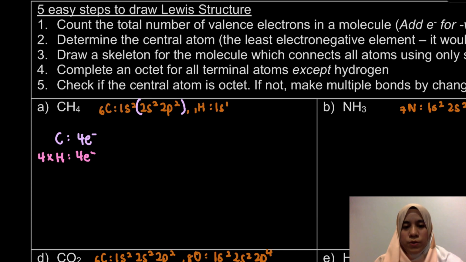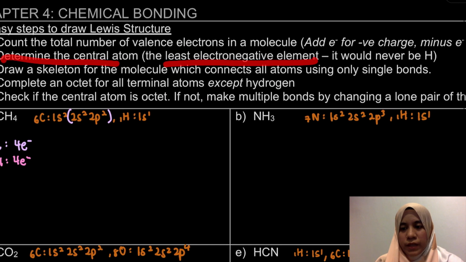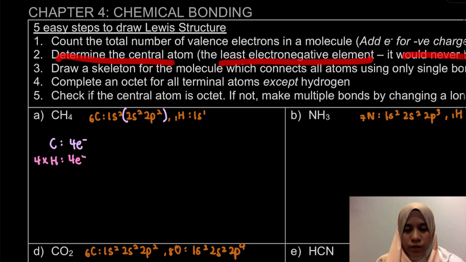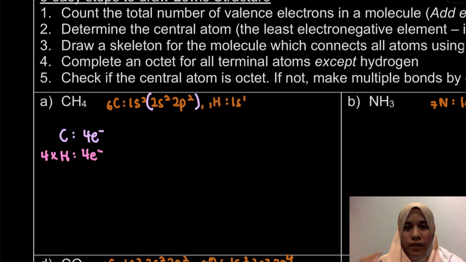Next is to determine the central atom, where the central atom must be the least electronegative element and it would never be hydrogen. Since hydrogen can't be the central atom, carbon is our central atom. What does central mean? It means the center, in the middle. So here I'm just going to draw carbon in the middle.